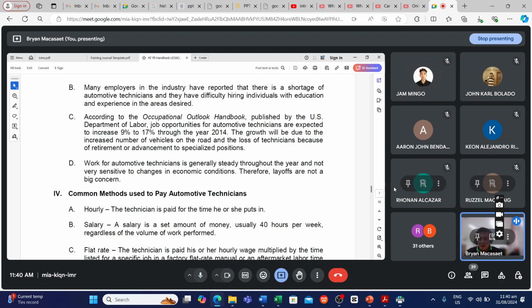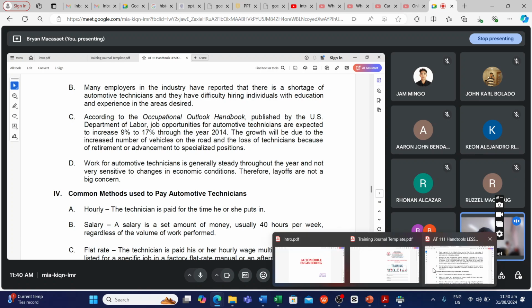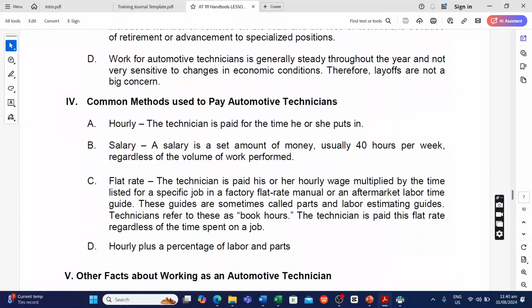Okay, the next part is the common methods used to pay automotive technicians. So, paano ba binabayaran ng mga trabahador, o kaya yung mga automotive workers? Una, syempre, meron tayong tinatawag na hourly rate or per oras. The technician is paid for the time he or she puts in. Pangalawa, salary, yung swelduhan. A salary is a set amount of money, usually for 40 hours per week, regardless of the volume of work performed. Meron din tayong tinatawag na flat rate.